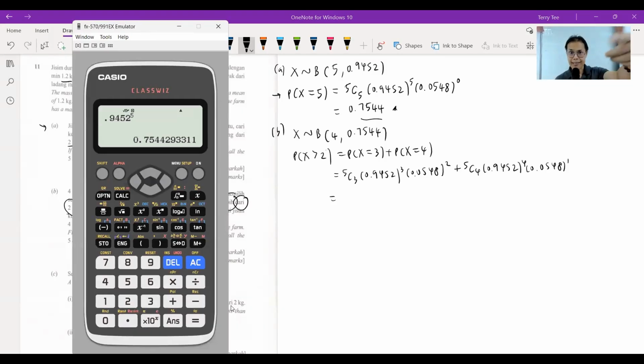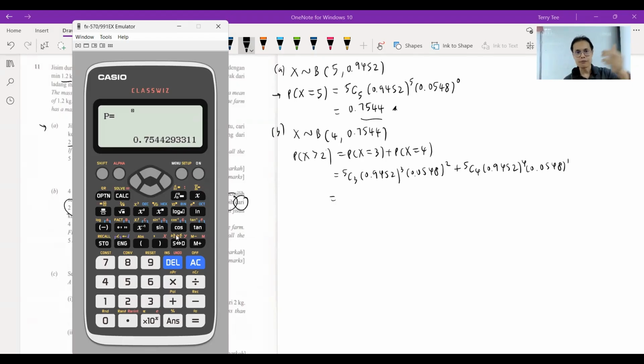Okay, like for example, part A. I show you part A first. You go to menu, go to 7, go to number 4 for binomial PD. So go to number 2 for variable. So for example, x is 5. Okay, I'm doing part A. My n is also 5. My probability is 0.9452, right? You should get 0.7544. Okay, so this is if you're finding exactly the exact value, like x equals 2, x equals 3.